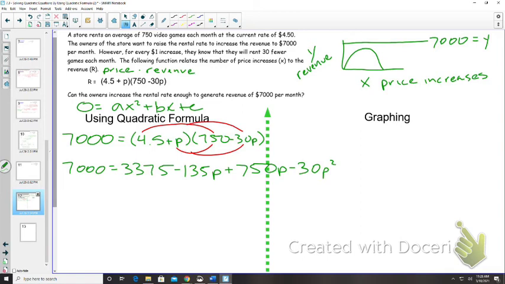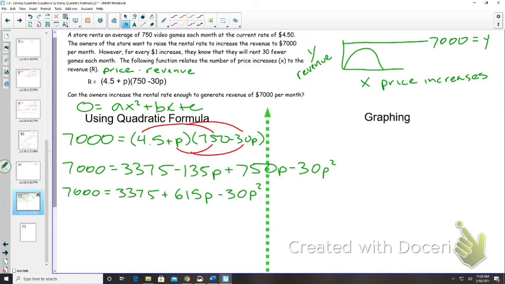Are we okay? Yep. We just expanded, right? That's it. Or we did the line thingy. Whatever helps you remember it. Okay, so let's simplify this. So 7,000 is equal to 3,375, 750p minus 135p will give me plus 615p, and we still have negative 30p squared.